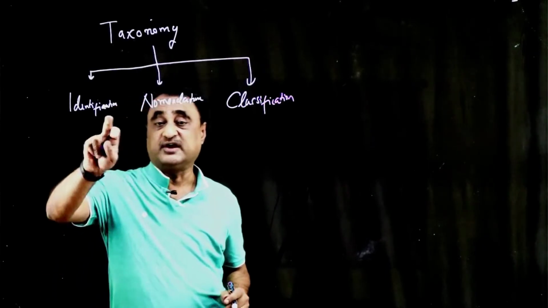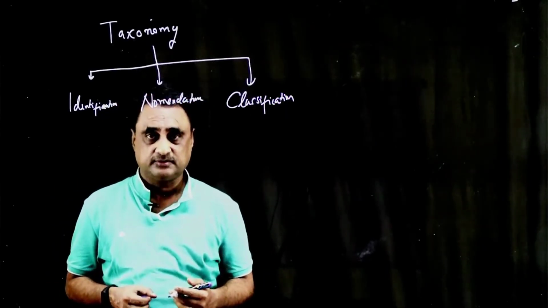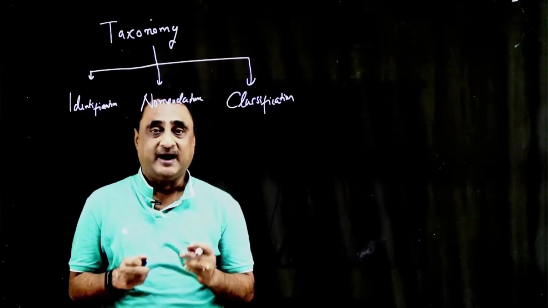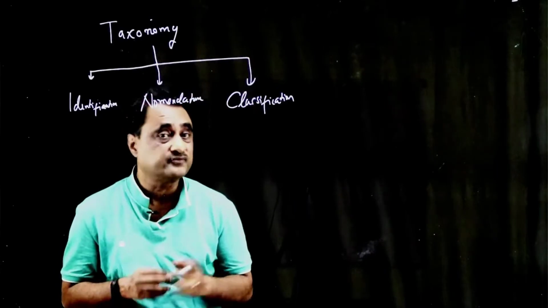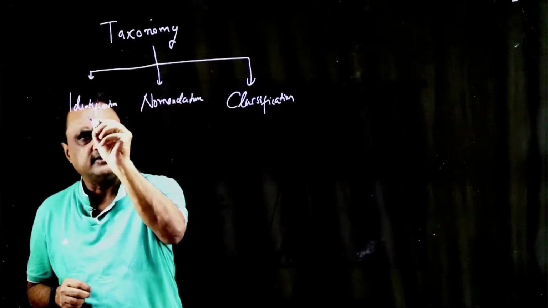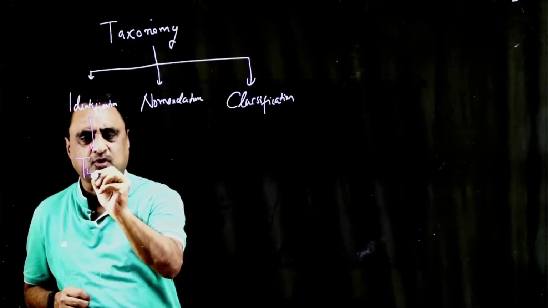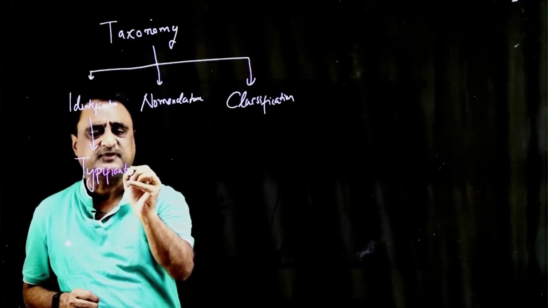Now, what is identification? The moment we talk about identification, we need to identify any new species. And how do we do it? We do it by comparing with the existing species. There is one more thing in case of identification, that is typification. Now what is typification?